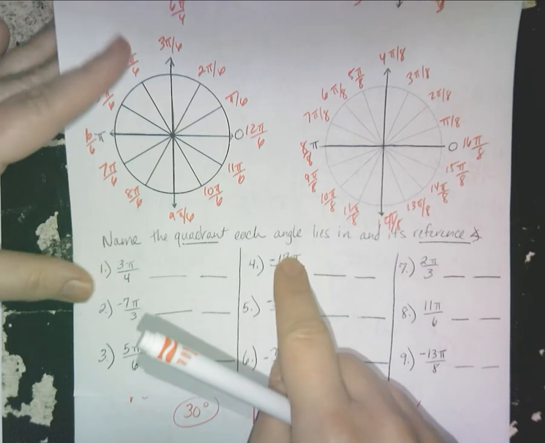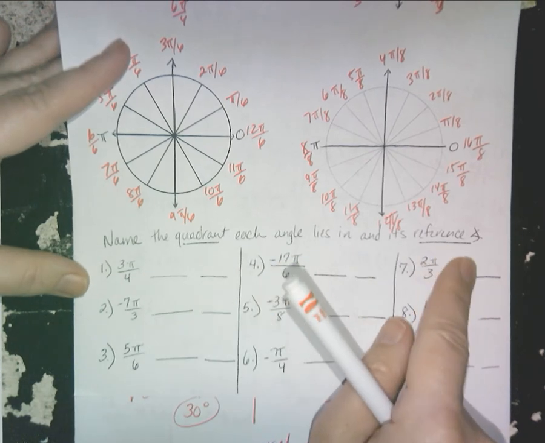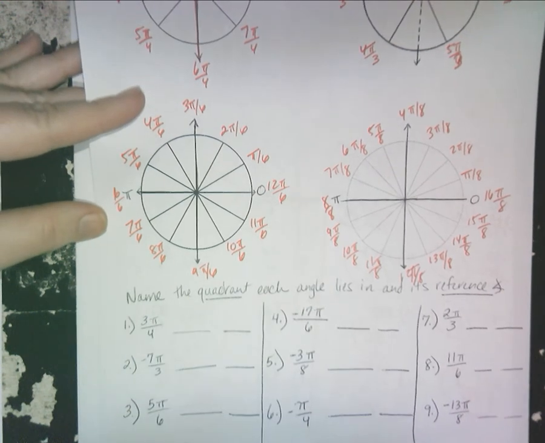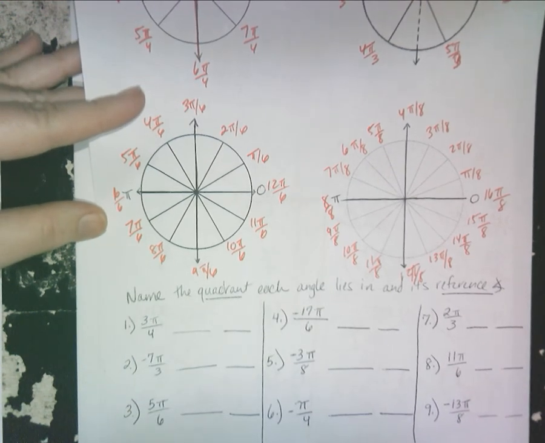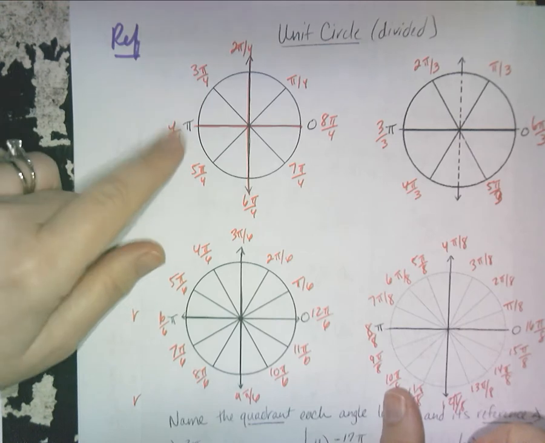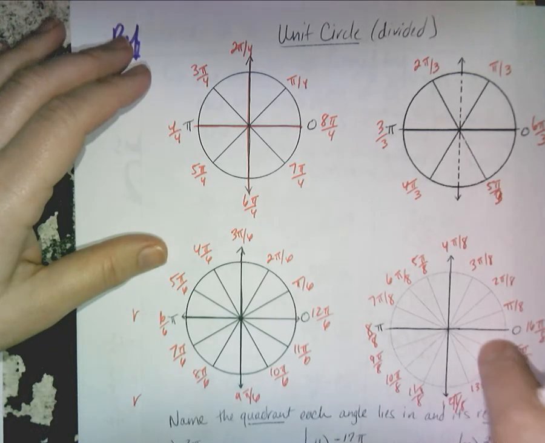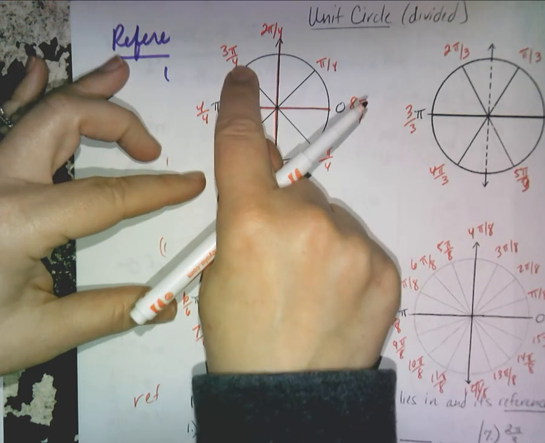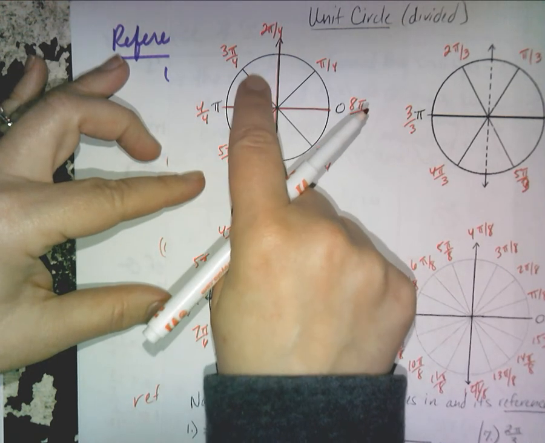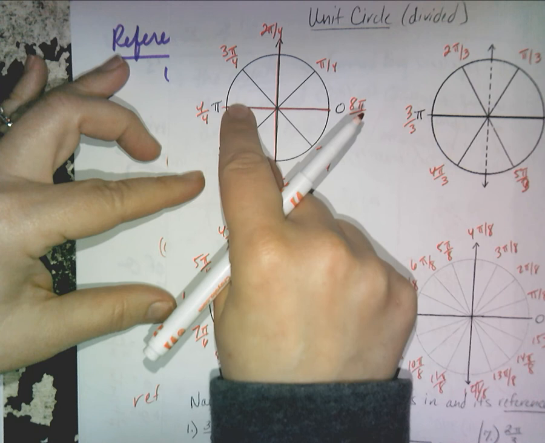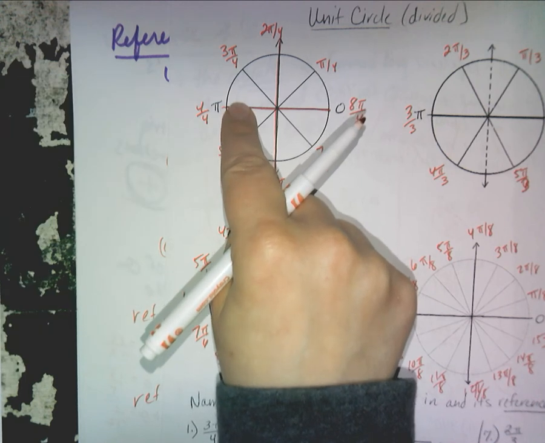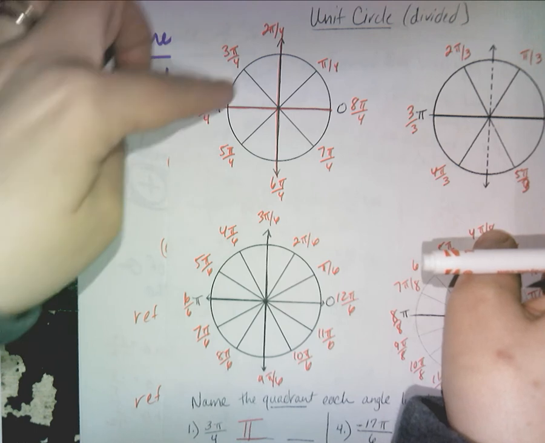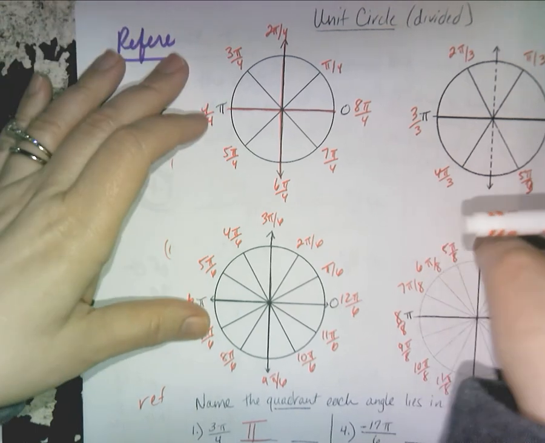Name the quadrant each angle lies in and its reference angle. So if I have 3 pi over 4, look at your pi over 4, 3 pi over 4. What quadrant are you in? 3 pi over 4. Quadrant 2. What would be the reference angle? How far is 3 pi over 4 from the x-axis? How far? What is it? 1/4 pi or pi over 4. Aren't you 1 pi over 4 away from here? Okay, so write that down. Pi over 4.